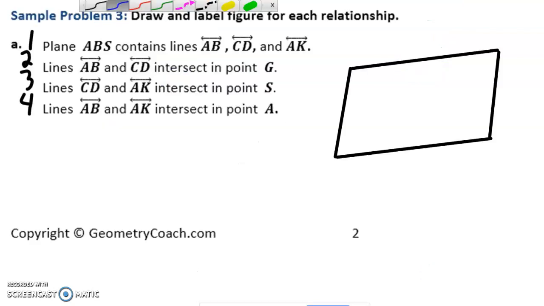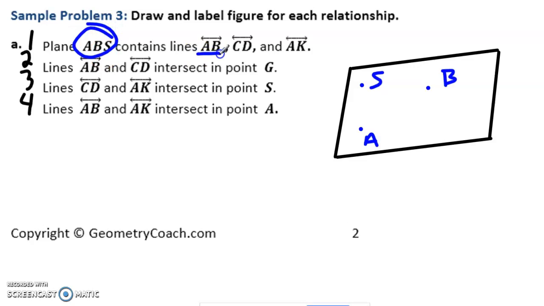Time is up. Let's talk about what we need to have on this. This is plane ABS, so we know we have to have a point A and a point B and a point S. That cannot be on the same line, correct? A, B, and S have to be 3 points on our plane that are not on the same line. Okay, so that's this first part.